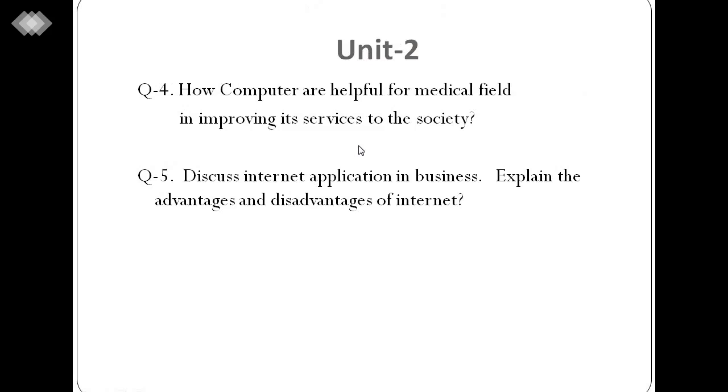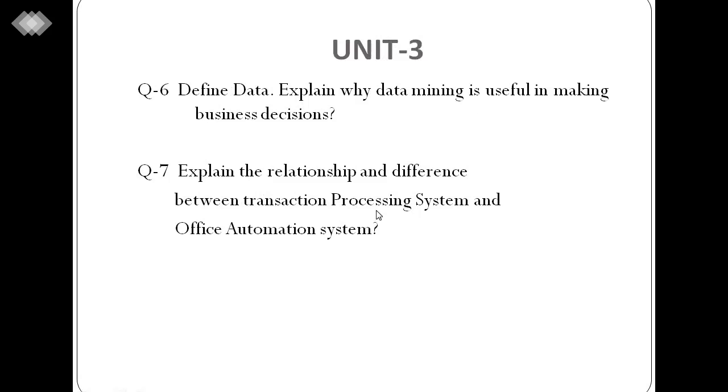After that, the next questions, related to our unit 2, are: how are computers helpful for medical fields in improving its service to the society; discuss internet applications in business; and explain the advantages and disadvantages of internet. After that, we solved another question related to our unit 3: define data, explain why data mining is useful in making business decisions, and explain the relationship and difference between transaction processing system and OAS, that is Office Automation System.